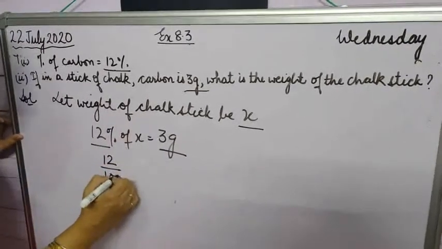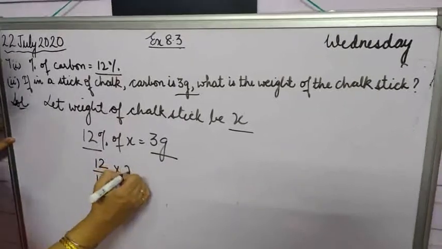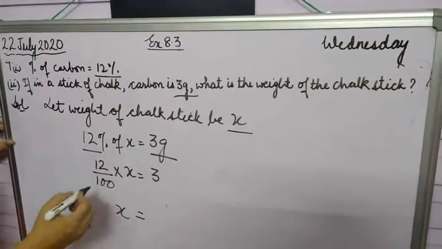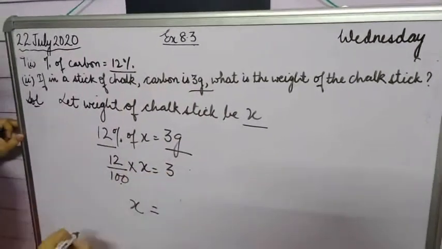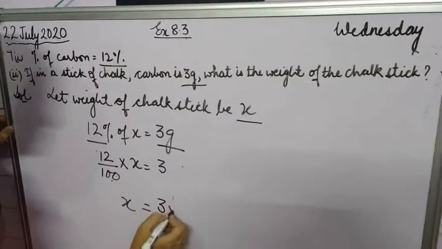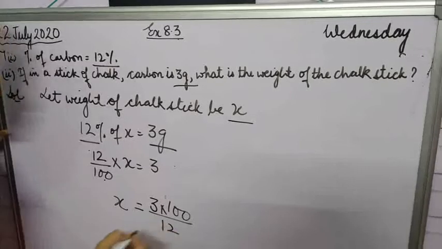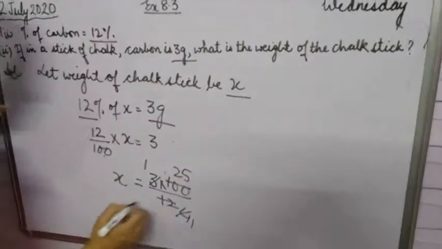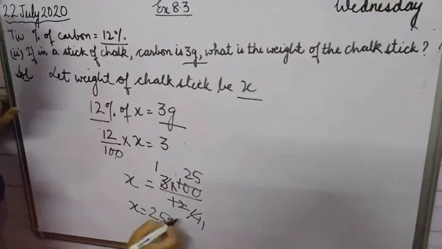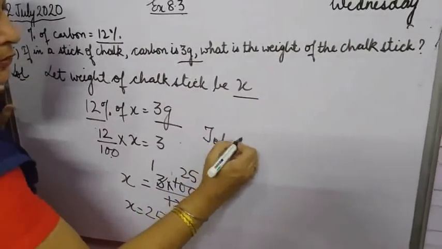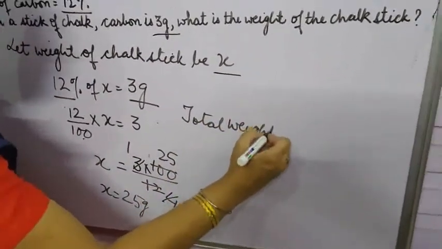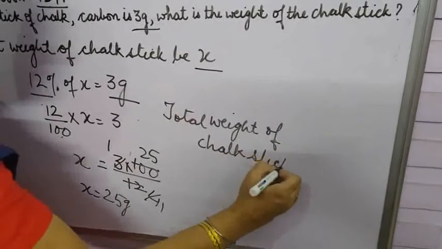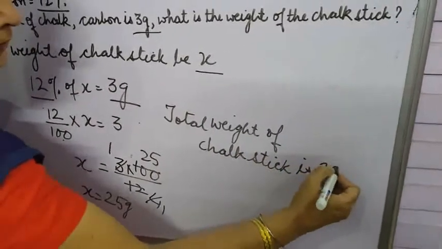12% means 12 upon 100. Of means multiply. x is equal to 3. Let us keep x here only and shift other things to that side. So 100 will go in multiplication and 12 will come in division. So 3 into 100 upon 12. Now 3 ones are 3, 4 threes are 12, 4 ones are 4, 4 twenty-fives are 100. So x is equal to 25 grams. That means the total weight of the chalk stick is 25 grams.